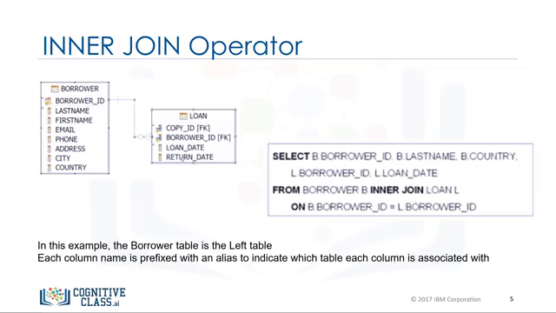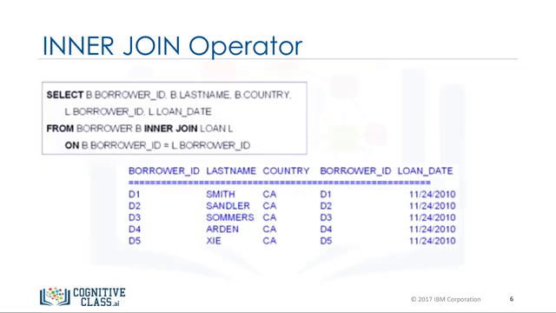Notice that in this join, each column name is prefixed with either the letter B or L. In SQL, this prefix is referred to as an alias. Using an alias is much easier than rewriting the whole table name. And here is the result set. The result set shows the rows from both tables that have the same borrower ID.